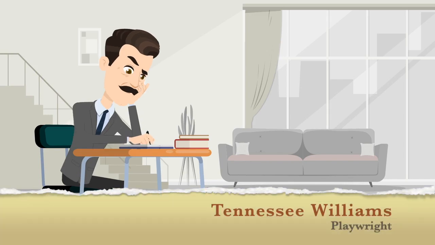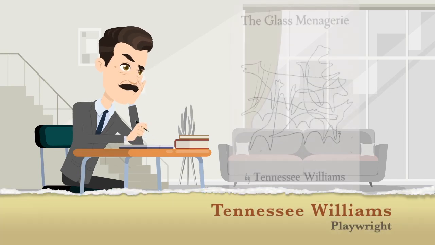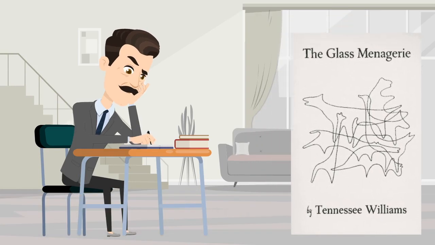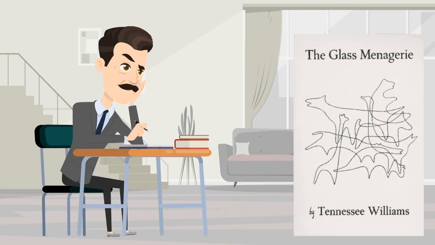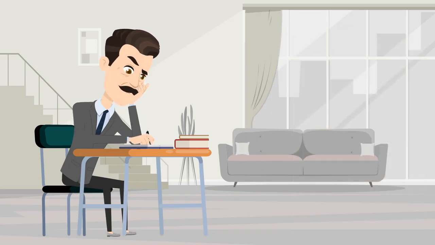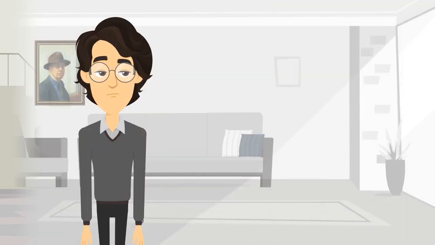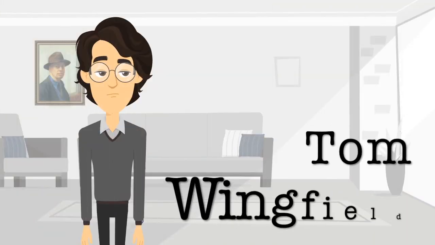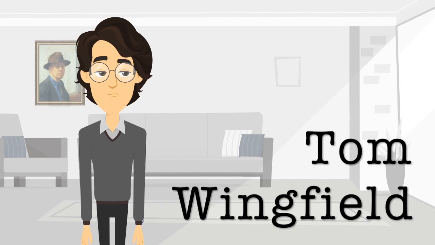This is Tennessee Williams, author and playwright of The Glass Menagerie. The Glass Menagerie, written in 1944, was Williams' first big hit. The narrator and central character of the play is Tom Wingfield, an unhappy young man who lives with his mom and sister.